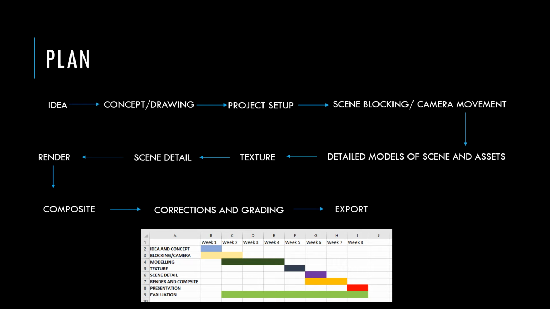This is the plan of action I wanted to go forward with for this project. I first had to come up with an idea and then develop the idea into a drawing. Once I did that, I could properly begin the project by setting up the scene and then using simple shapes to block out the scene and create a camera movement. Once I was satisfied, I would detail the scene and the assets, add texture, bring in more detail to the scene if needed, and then render. I would then bring the renders into Nuke where I would begin compositing, color correcting, and grading the scene.